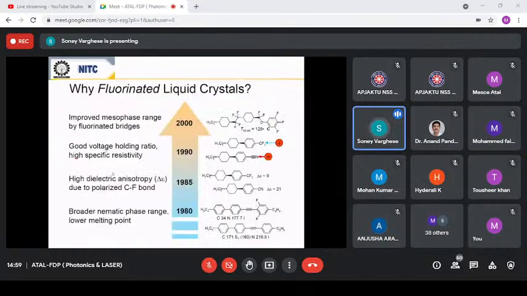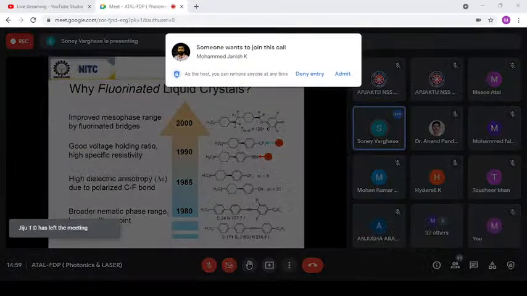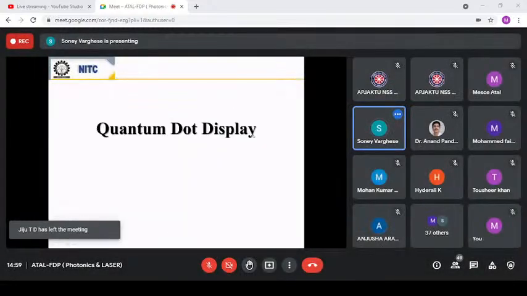As I told you, we are using fluorinated liquid crystal materials because of the good voltage holding ratio, high specific resistivity, high dielectric anisotropy. Then we have a lower melting point. So many parameters can be met when you use fluorinated liquid crystals. So these are some examples of fluorinated materials.